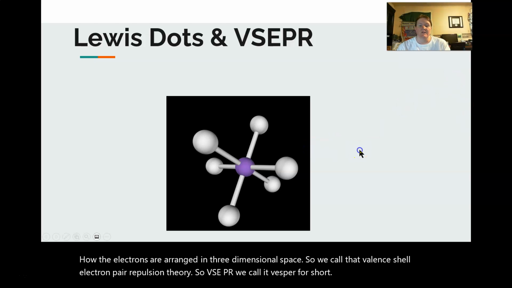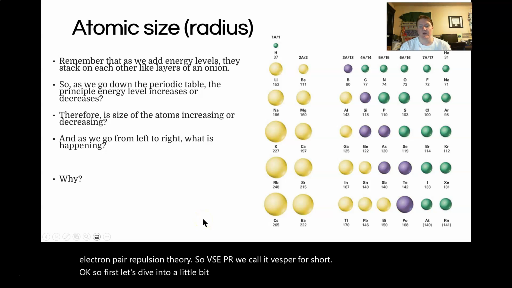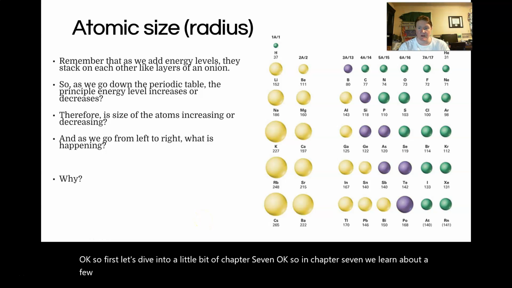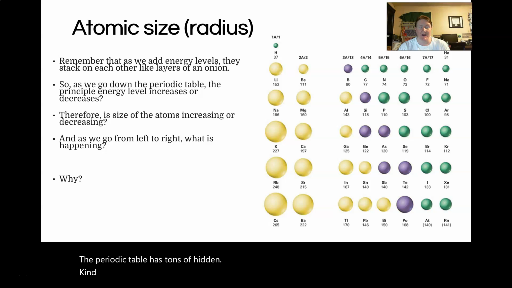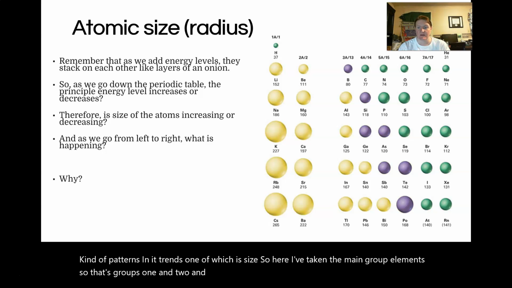Okay, so first let's dive into a little bit of chapter 7. In chapter 7 we learn about a few trends. I'm not going to go into great depth on each one, but it's worth reading about. The periodic table has tons of hidden patterns in it, trends, one of which is size. So here I've taken the main group elements, so that's groups 1 and 2, and then 13 through 18 on your periodic table, and I've collected them all together so we can see the clear pattern here.